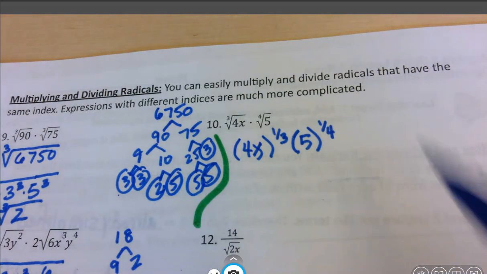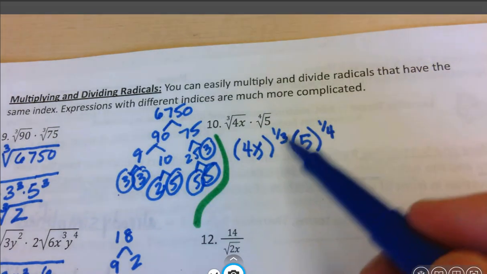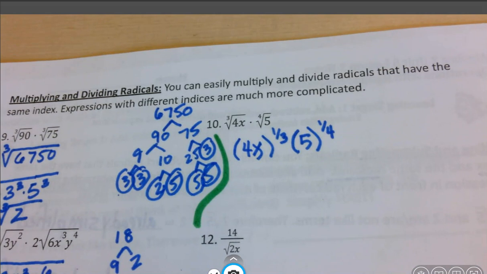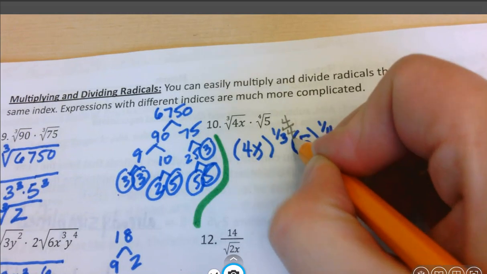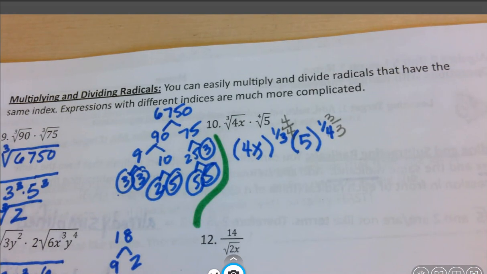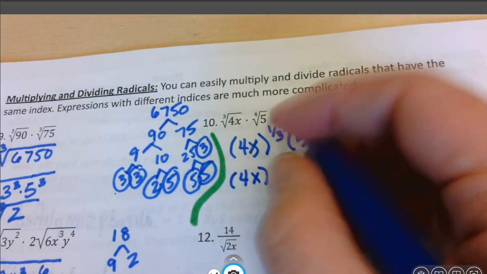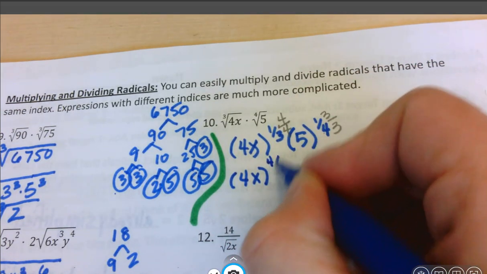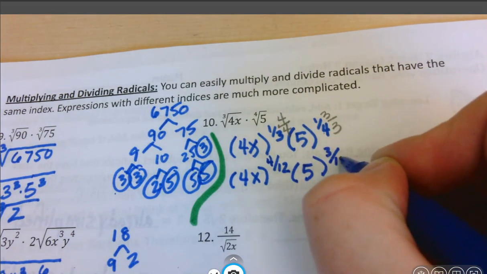All right. I want to be able to combine these into the same root, so I need a common denominator. So 3 and 4, what common denominator can I get? 12, yeah. So let's multiply the first one times 4/4, and then the second one times 3/3 to get a common denominator of 12. So I have 4x to the 4/12 times 5 to the 3/12.